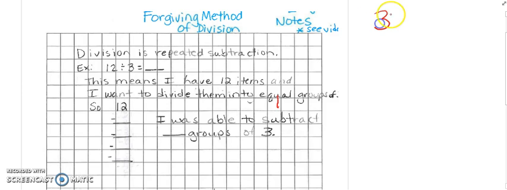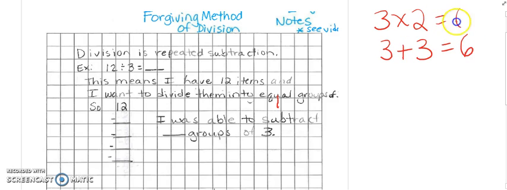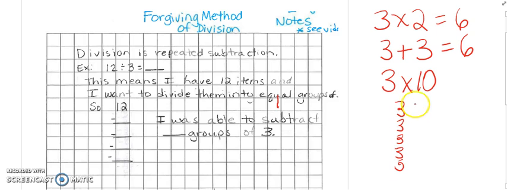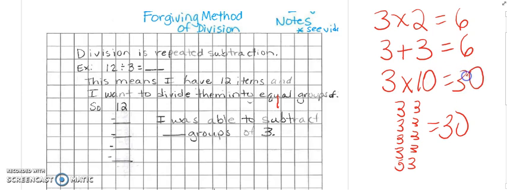So if I had 3 times 2, that meant I had the number 3 2 times, and that equaled 6, and so 3 times 2 is 6. If I had 3 times 10, that means I had the number 3 10 times. And when I add up 3, 6, 9, 12, 15, 18, 21, 24, 27, and 30. So that is 30. And 3 times 10 is 30. Well, the same thing is true with division.